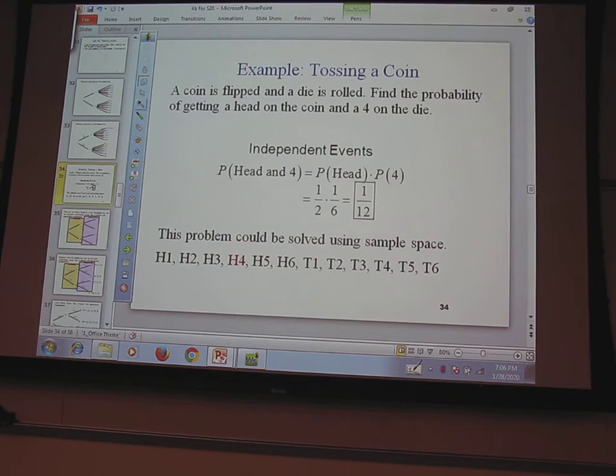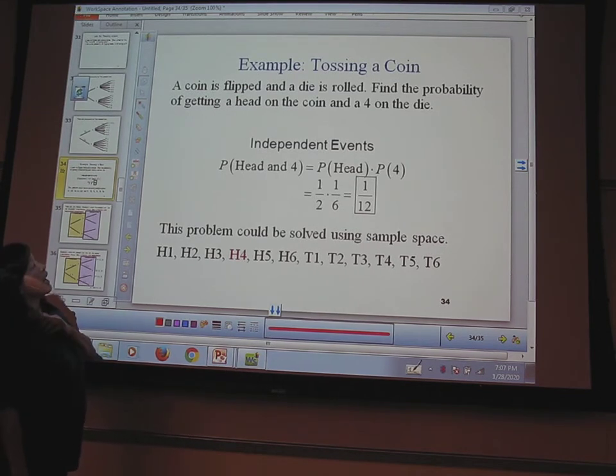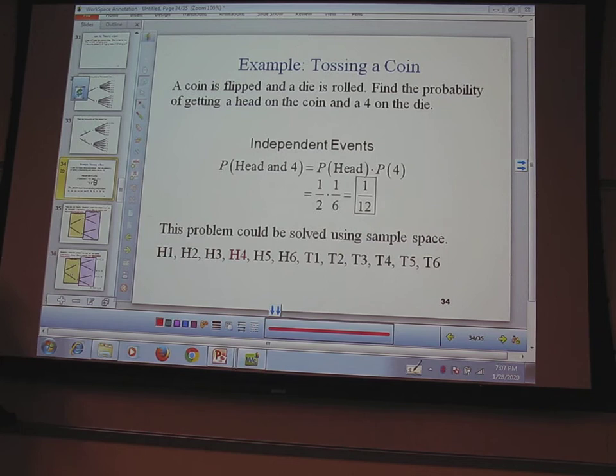So here is my example. I flip a coin and roll a dice. I want to find the probability of getting a head on the coin and a 4 on the dice. They're independent events, right? We determined that already. Flipping a coin and rolling a dice, they have nothing to do with each other. Do we all agree those are independent?